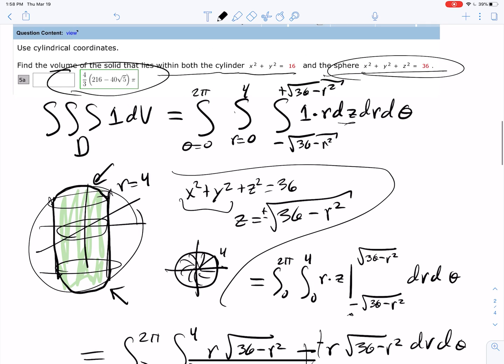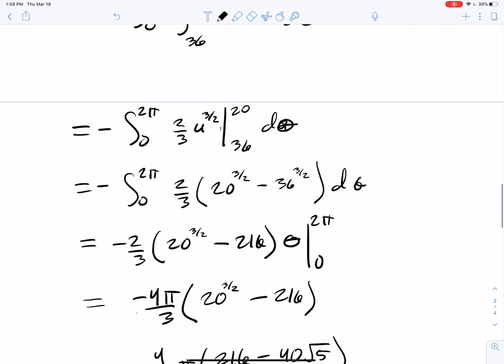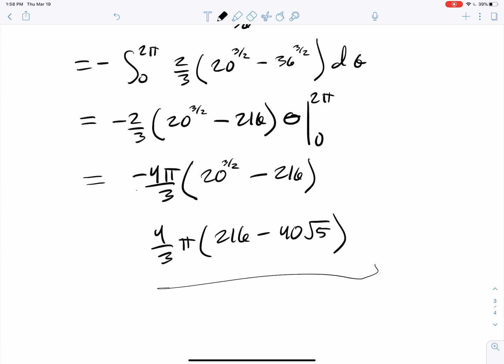So read the problem, draw the picture, write down the integral, and then after that it's really just calculus until you get the answer. All right, so hopefully those examples are helpful for you, and good luck with your own problems involving cylindrical coordinates.